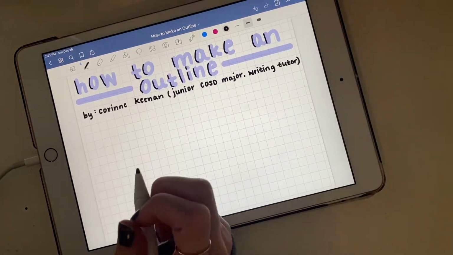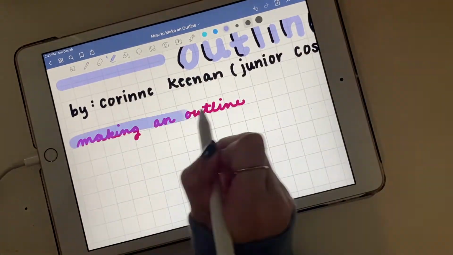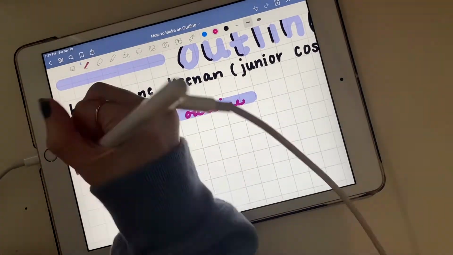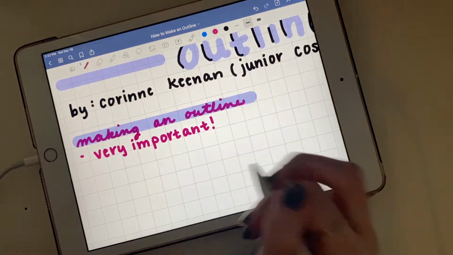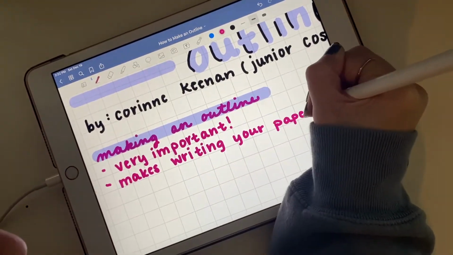I'm also a writing tutor at the CAA and today I'm here to help you learn how to make an outline for your paper. Making an outline is an extremely important step when writing a paper. It might be tedious in the beginning, but it makes writing your paper so much easier in the long run.